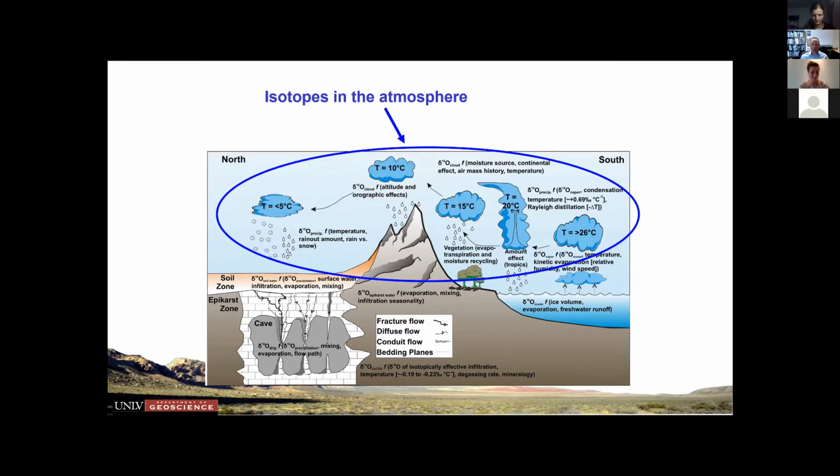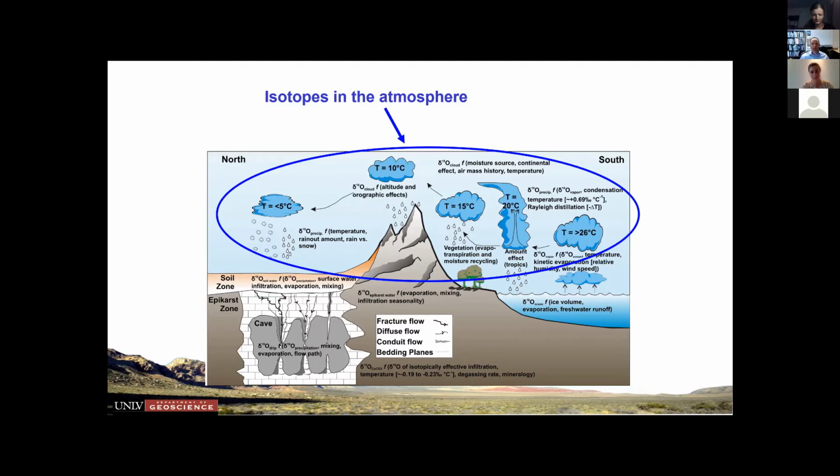When we get to more continental locations, it becomes a little bit more complicated, because those air masses are also evolving. They're becoming colder, they're mixing with other air masses, they're raining out as they go. And every time you remove condensate from an air mass, it will end up changing the oxygen isotopic composition.